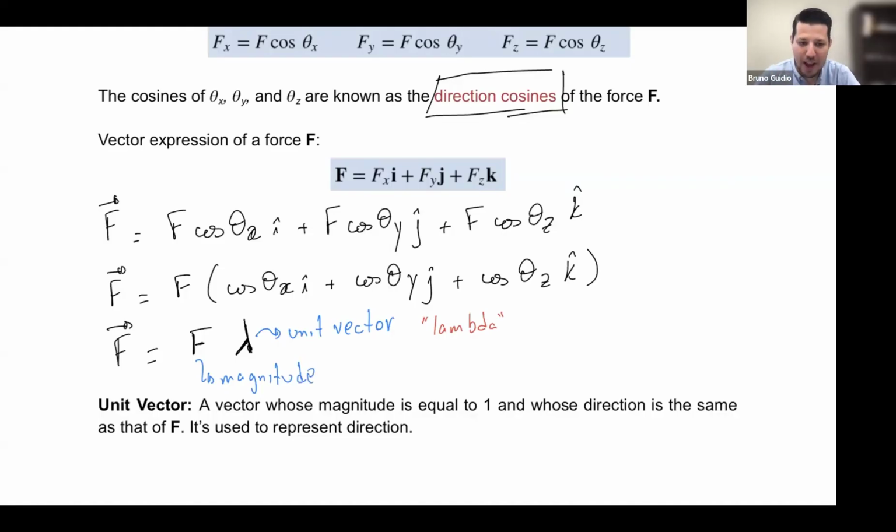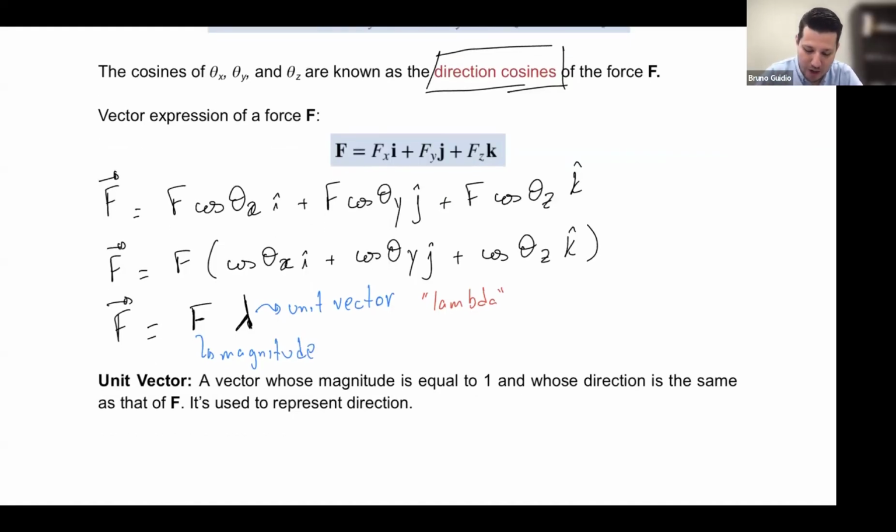And what is the unit vector, Bruno? It's right here on the bottom, okay? Unit vector. Let me highlight here for you. That's important. Unit vector: a vector whose magnitude is equal to 1, meaning that the magnitude of this vector is 1. Okay, same as the i hat, j hat, k hat. Okay, why do we have this unit vector?